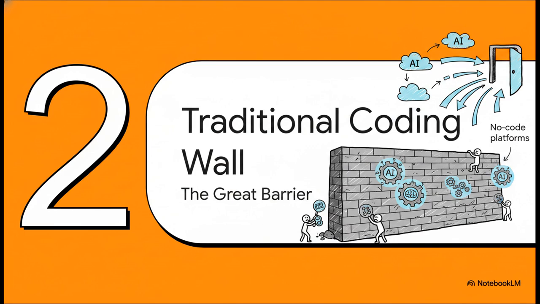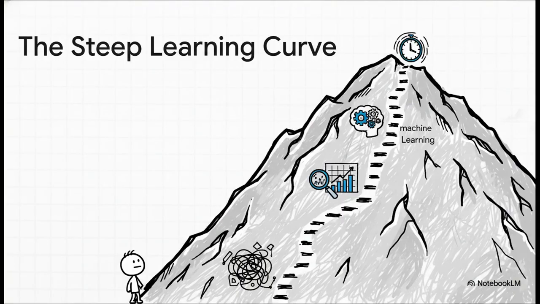Well, for a long time, the answer has always been the same, this huge, scary wall. And this is that wall, the traditional coding wall. For that marketing pro we mentioned, trying to build her idea meant she'd suddenly be looking at tutorials for Python, trying to understand data science, and hearing about machine learning engineering. It's just a lot. In the time it takes, we're talking months, maybe even years, just to get a basic version running. It's a ridiculously steep learning curve.